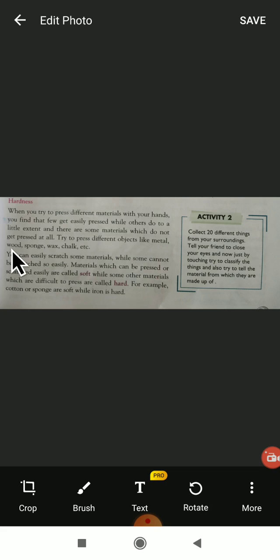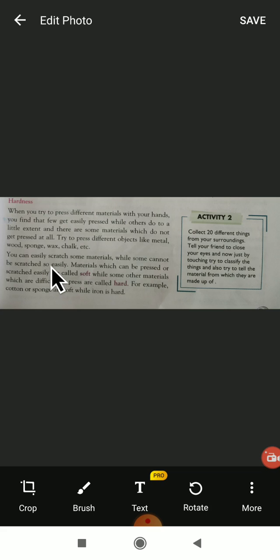Just try to press it. It will not press easily, because it is very hard in nature. Take a sponge. The sponge will press easily. Take wax. Wax is nothing but Vaseline. Next, chalk is also a little hard substance.